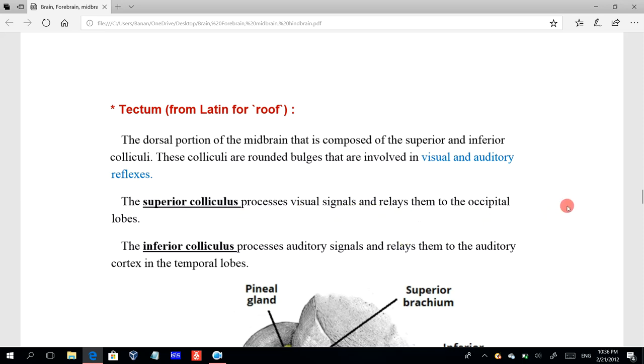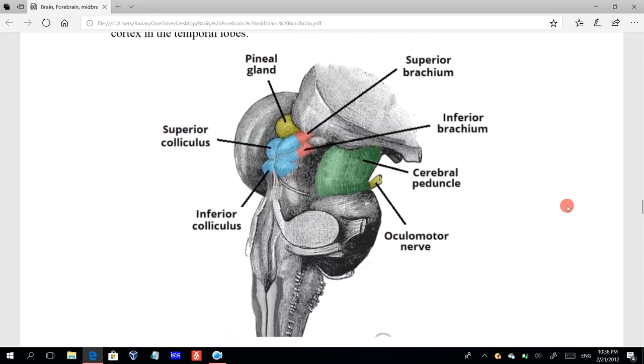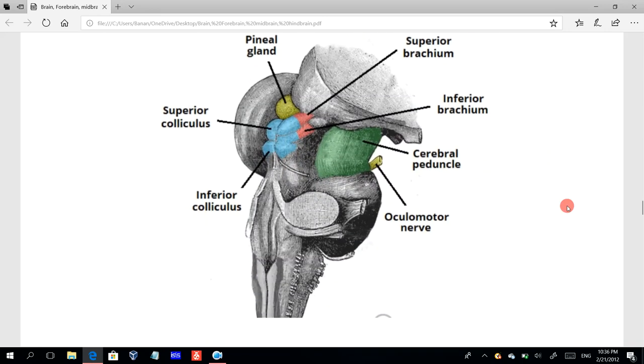Here you see, just to show you the midbrain and its division. This is the midbrain from here to here. All this is the midbrain. And as you know, this is the forebrain above, and this is the hindbrain below. The midbrain is composed of the small dorsal part, which is called the tectum, and the ventral part, which is called the cerebral peduncle, which is bigger. You see, this is bigger than this area.